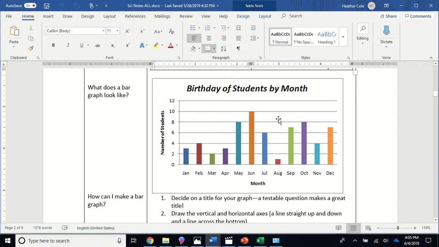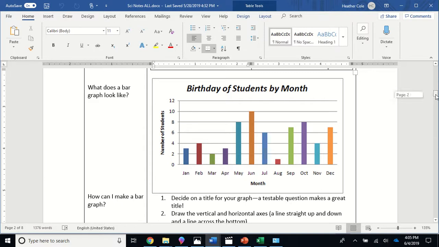So this is a really quick, easy way to see all the data. Instead of having to look at all the numbers at once, we can immediately visually see which students had which birthdays and which birthday months were less common, like August in this case.